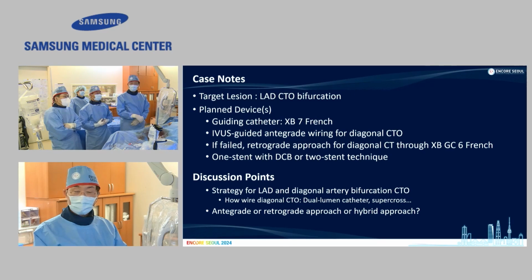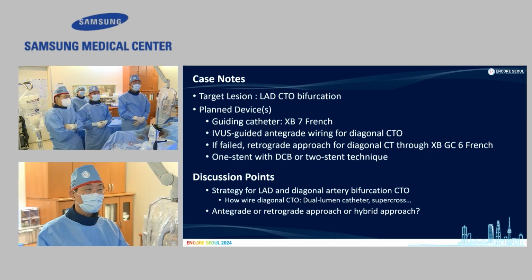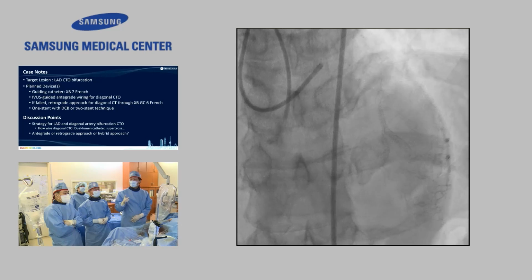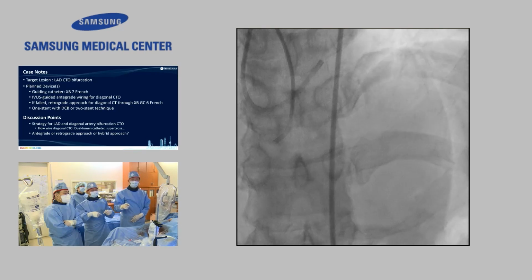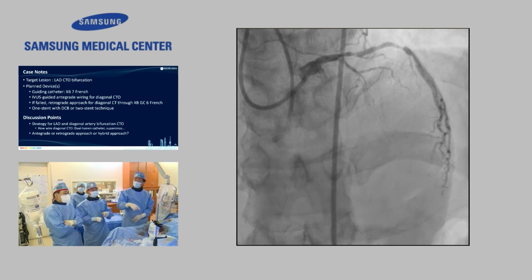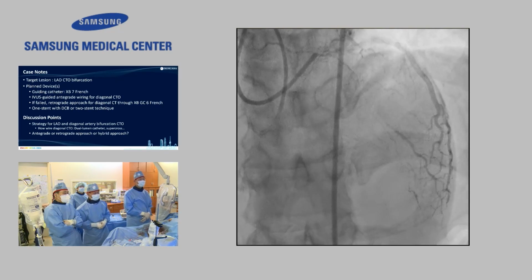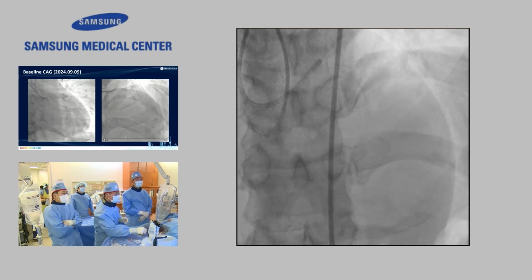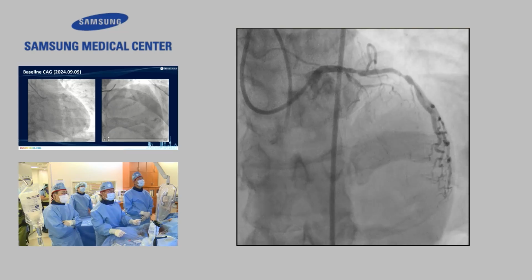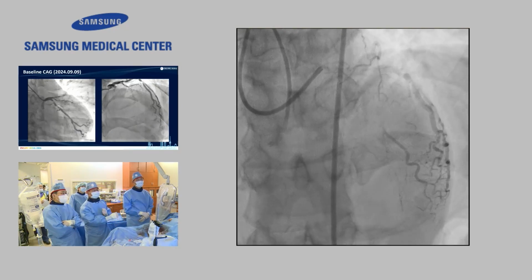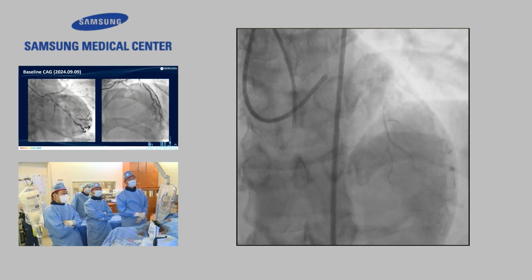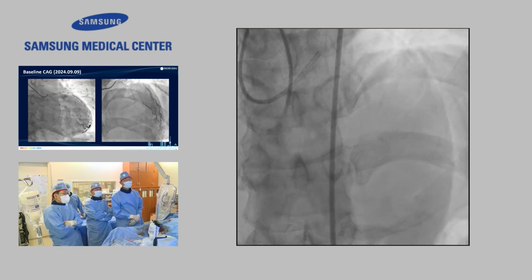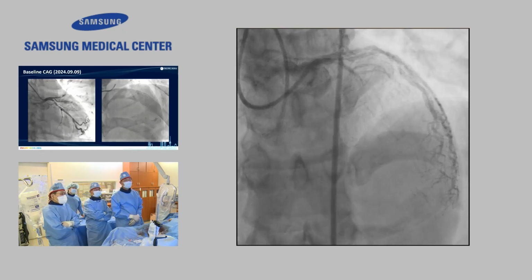For the LAD, the proximal stump is tapered, so maybe you can try antegrade first. And the ostium of diagonal looks as though it is not calcium. Just after the ostium of diagonal has a calcification.